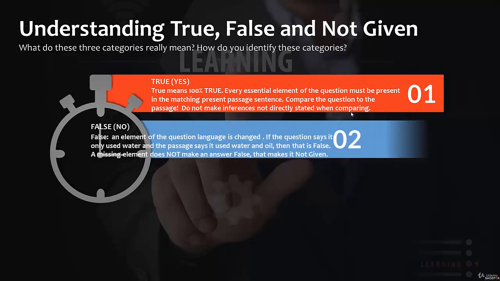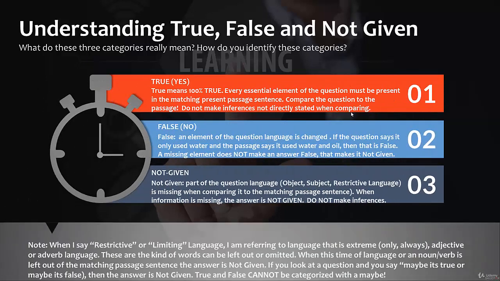Now, let's go ahead and get into true, false, and not given and what that means. So, when we say true, we mean 100% true. That means every essential element of the question must be present in the matching passage sentence. Remember, you're comparing the question to the passage, not the passage to the question. Also, don't make inferences. You're not making an inference. Something is either 100% true. You can't say, well, maybe, or I'm inferring truth. That's not the way it works.